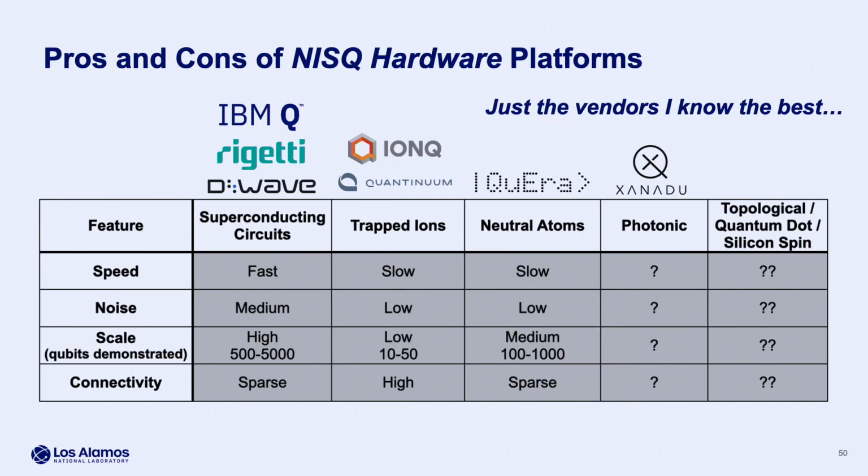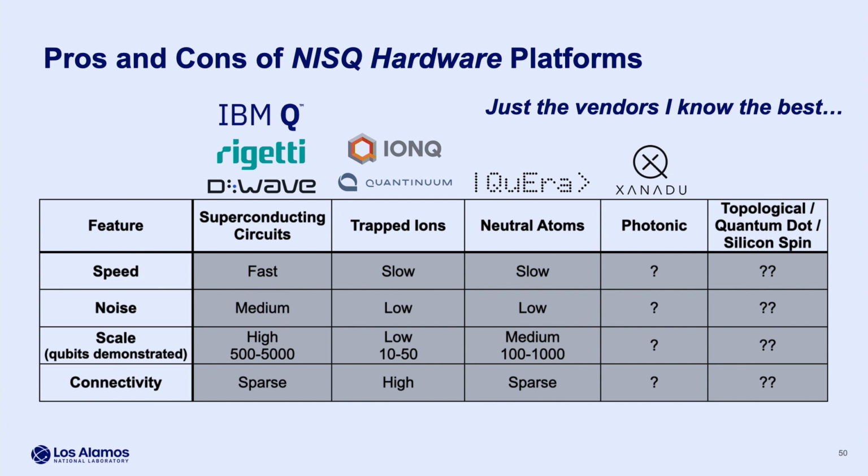Here's some information about different hardware platforms that I have used and what trade-offs they have in this NISQ era. Right? I've only used NISQ computers because those are the only ones that are available right now. For the superconducting qubits, they're very fast in speed. They have medium levels of noise, but they're very scalable. They've been demonstrated with like 500 to 5,000 superconducting qubits. Usually they're connected in a sparse topology, so you can only do a CNOT between certain pairs of qubits.